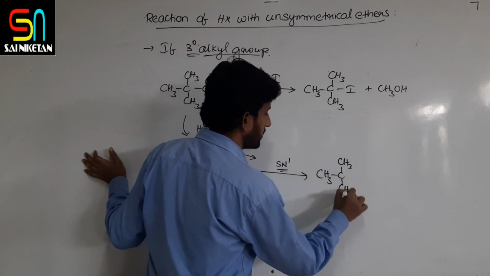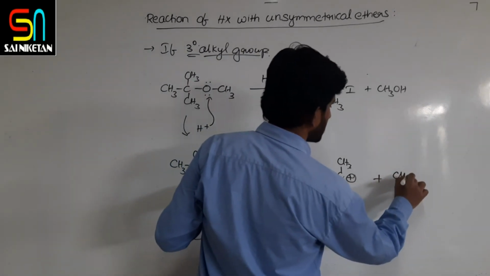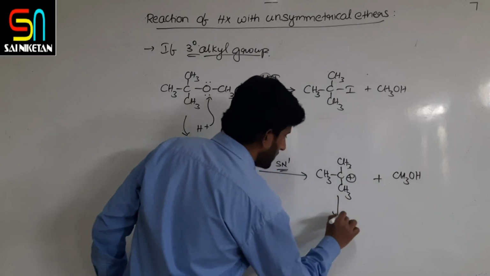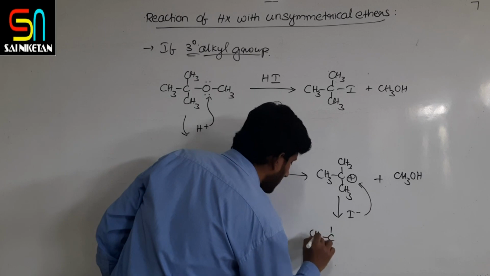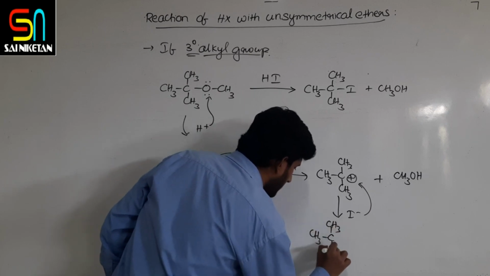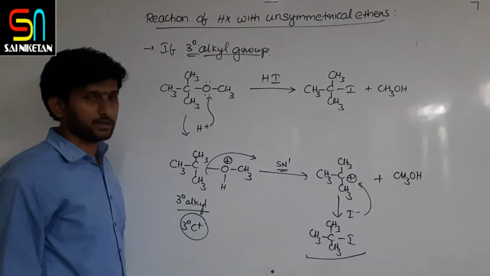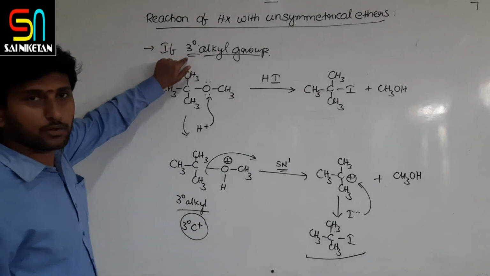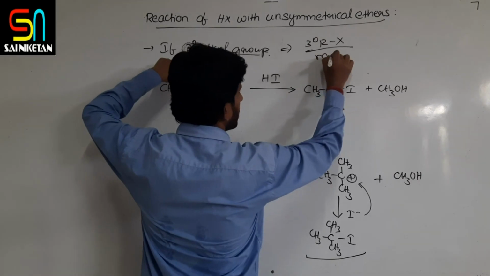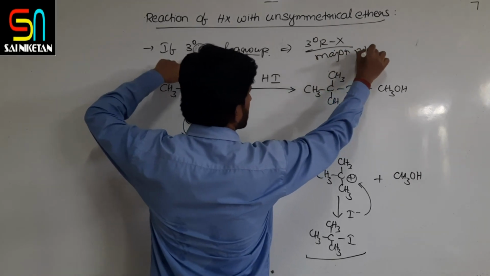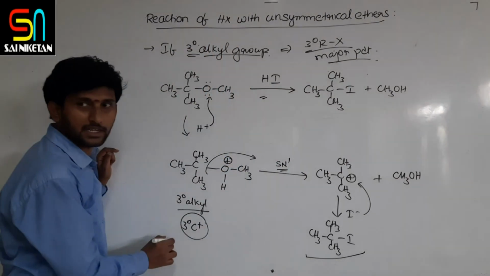So now it is following which mechanism? SN1 mechanism. Plus this methanol is obtained. Then on this I minus will attack. That's why you will get tertiary alkyl halides as the major product. Understood? So if tertiary alkyl groups are present in the ether, then tertiary alkyl halides are majorly formed, the major product on reaction with HI. Okay. Now let us see another example.